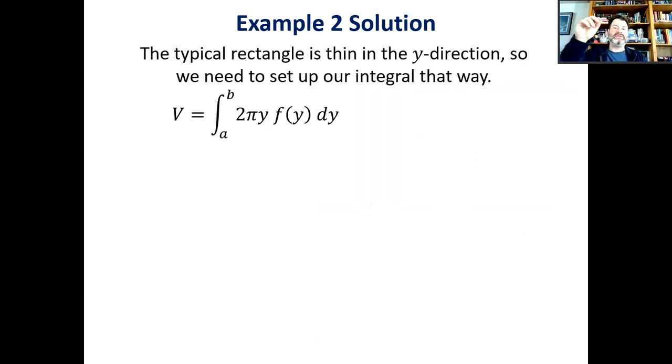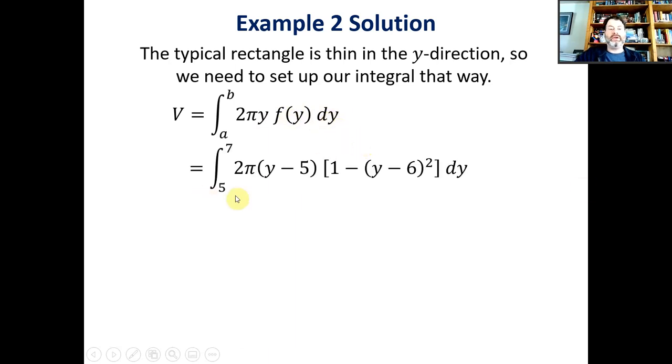So the rectangle is thin in the y direction, so we have a y integral. And here again, you can see I just wrote the generic version of the integral. Y doesn't mean y. This just is a stand-in for 2 pi r, for the circumference. So it's going to be y or y minus something or something minus y. And then that's the height as a function of y, and of course dy. So I just plug everything in.